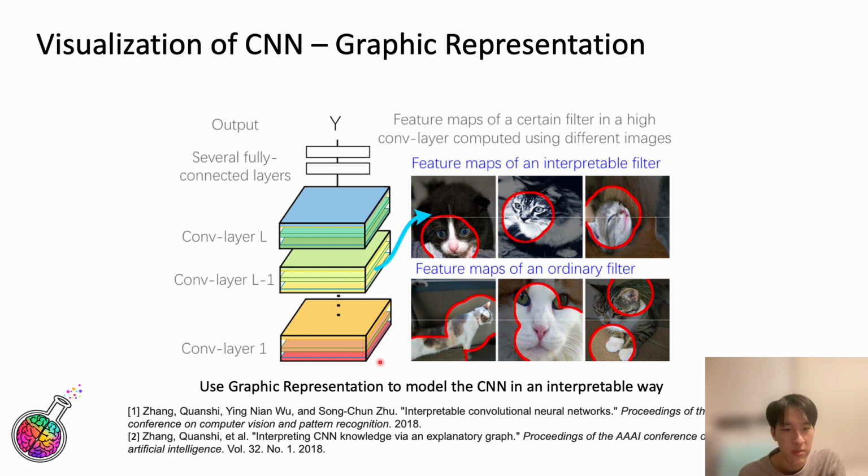We can see the performance here. If we use the traditional CNN, we still get the mixture of patterns. But if we use the interpretable convolutional neural network, we get only a single pattern. So this work used a graphical representation to model the CNN in an interpretable way, and they introduced a new algorithm according to this kind of interpretability. And that's all. Thank you.